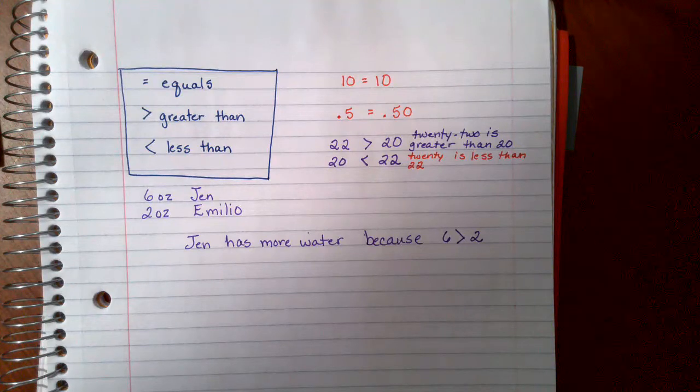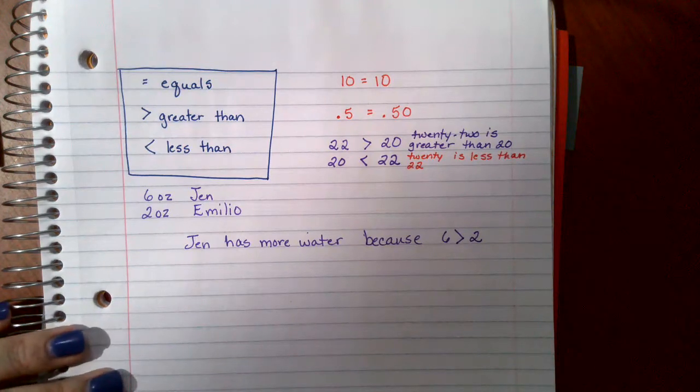Okay. So we're going to now talk a little bit about comparing decimals using place value. Now, you guys have heard me say it time and time again. You can use drawings, you can use words, you can use a number line, you can use a place value chart, whatever is going to work best for you. I like to use a place value chart.